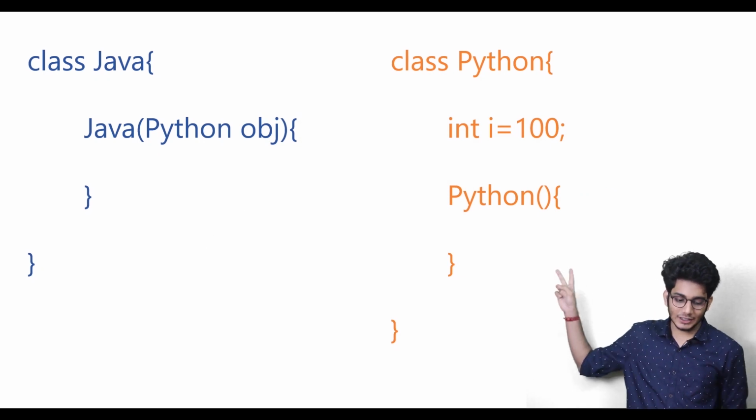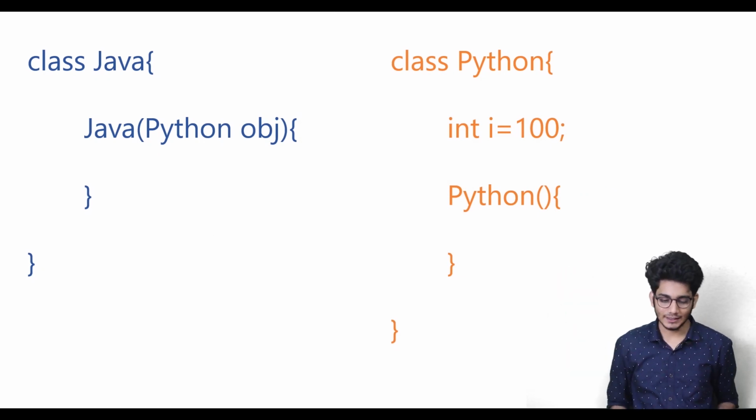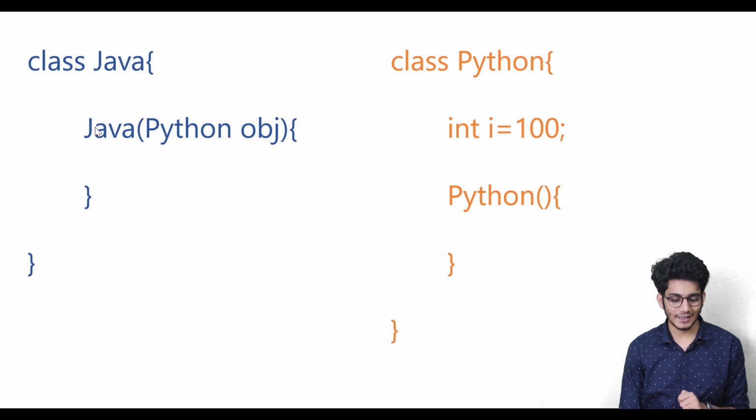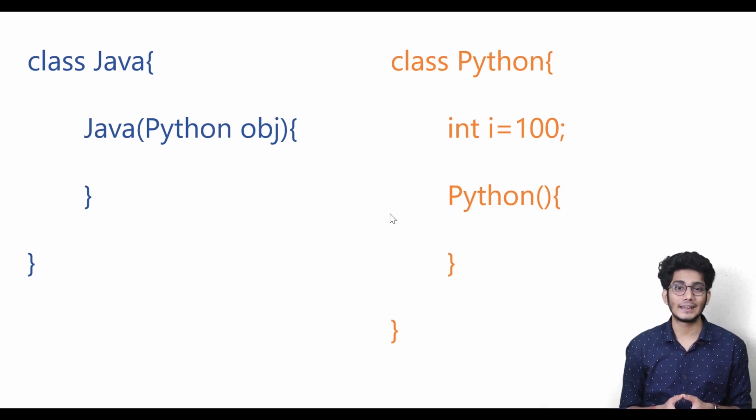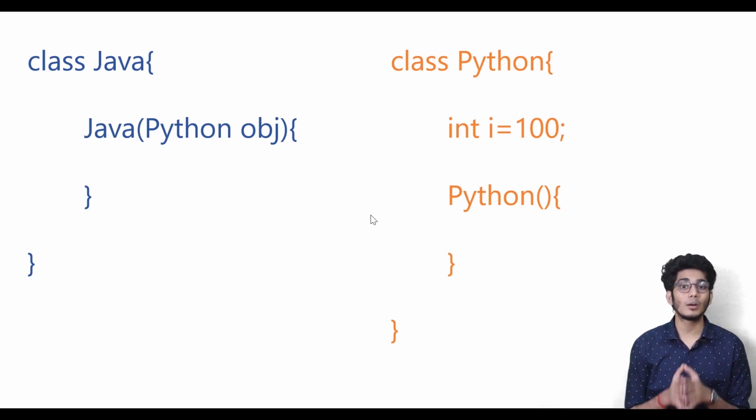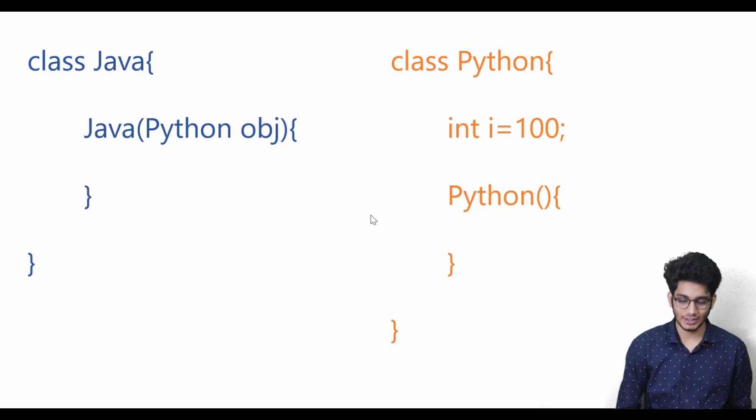As you can see, we have declared two classes, one is Java and another one is Python. So our Java constructor is accepting an instance of Python. Now how to pass the instance of Python? For that we need the this keyword. So we will pass the instance of Python from the Python class. Now we'll see how we can pass an object from a constructor to a constructor.